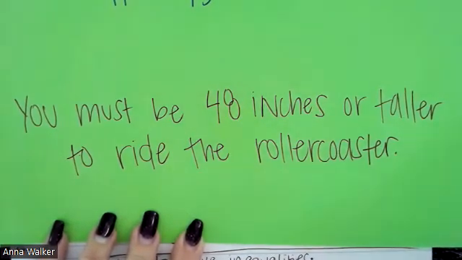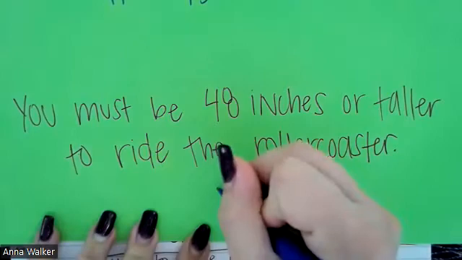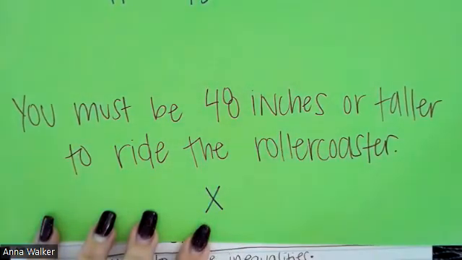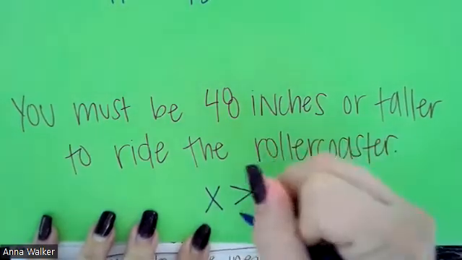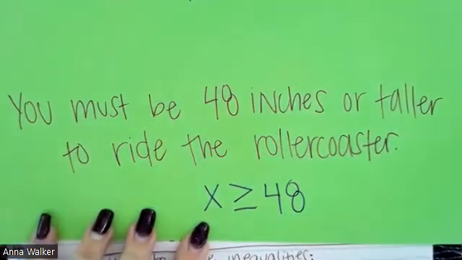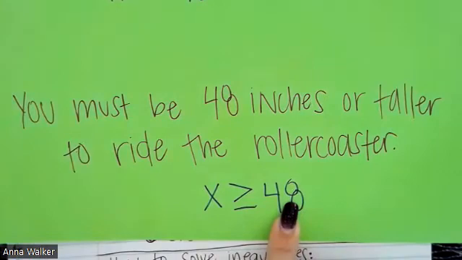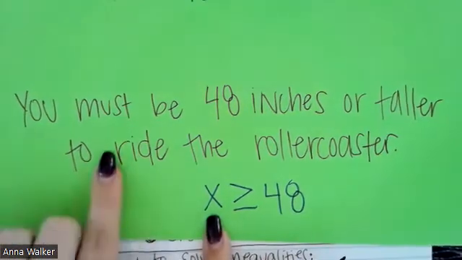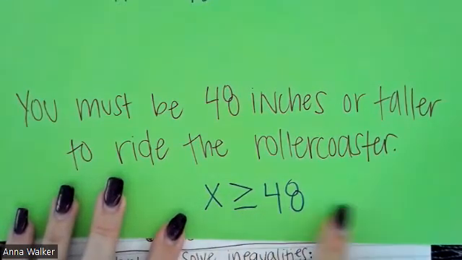So the way that we would represent that, instead of using an equation, because we have more than one answer, we would say, let's say your height is X. We would have to say your height has to be greater than or equal to 48 inches tall. If you are 48 inches or taller, you can ride the roller coaster. So you could be equal to 48 inches or you have to be greater than 48 inches. And so this represents this scenario. X can be any number, but you have to be greater than or equal to 48 in order to ride the ride.